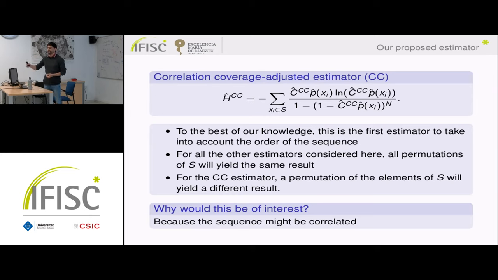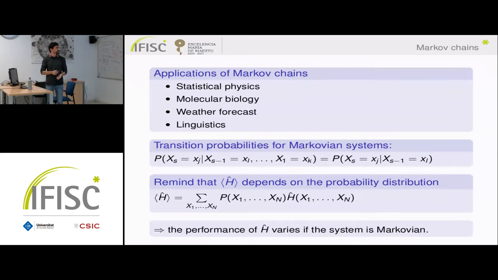But yes, exactly. And why we think this would be important or interesting? Well, because the additional sequence might be correlated. So, for example, it could be a Markov chain. Markov chain is something that has many applications in physics, biology, linguistics, and many fields.